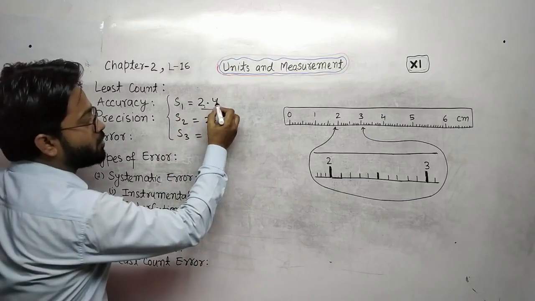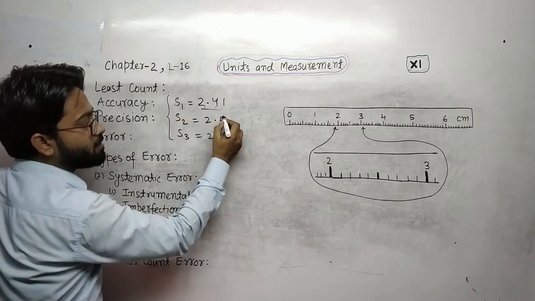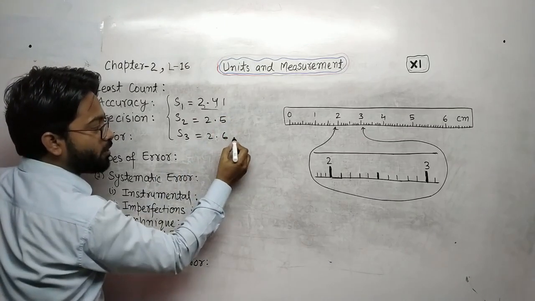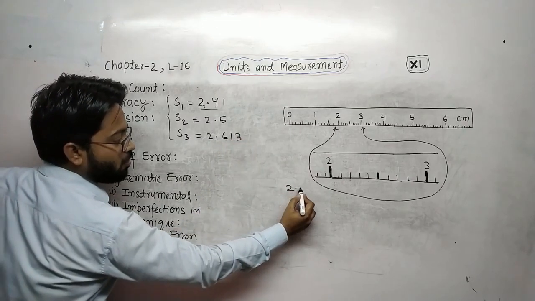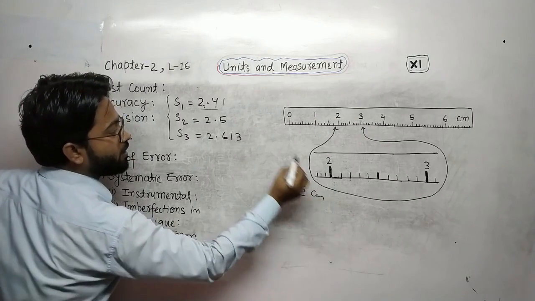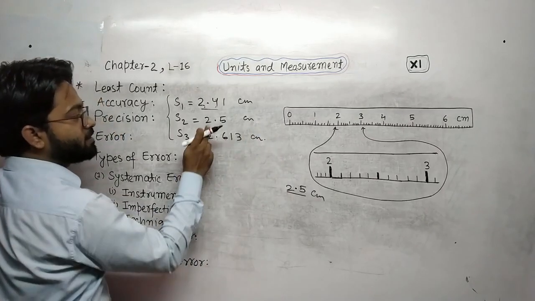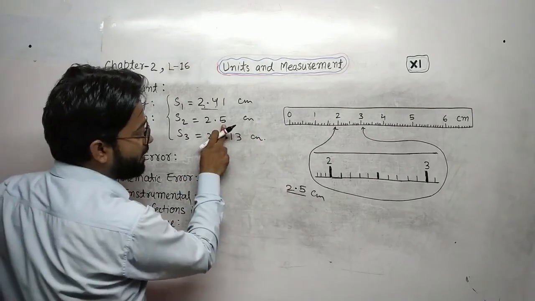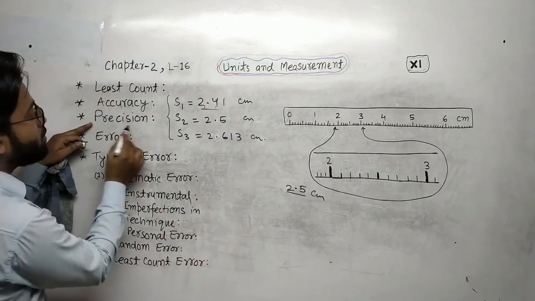Student 1 measures 2.41. Student 2 measures 2.5. Student 3 measures 2.613, and the accurate or actual value of the stick measurement is 2.5 centimeter. You know that 2.5 is more accurate than 2.4, but we are talking about precision.